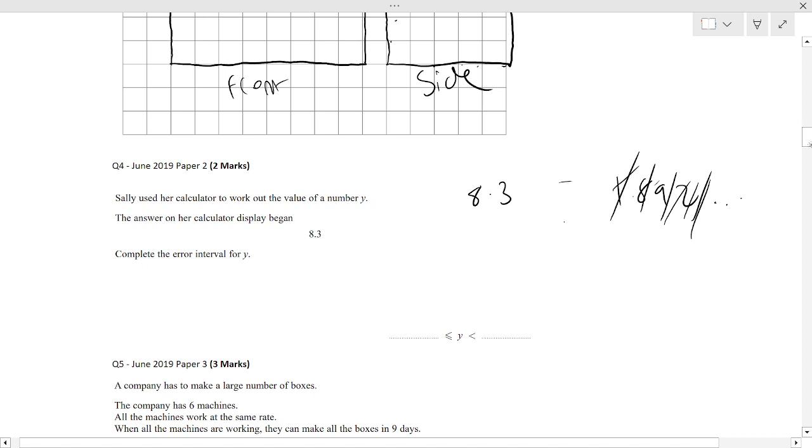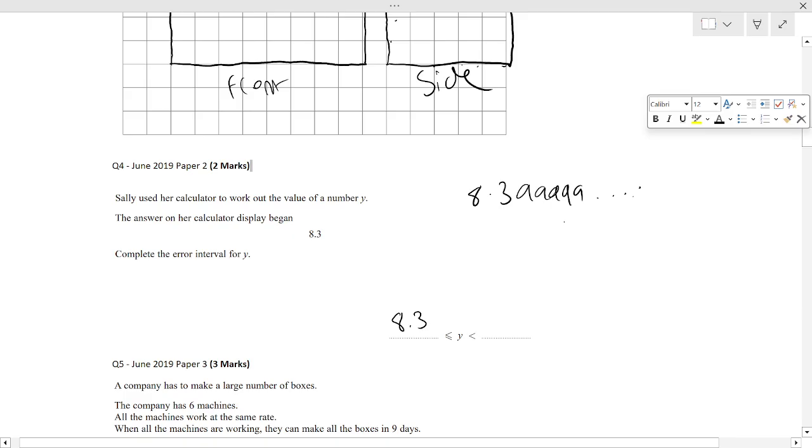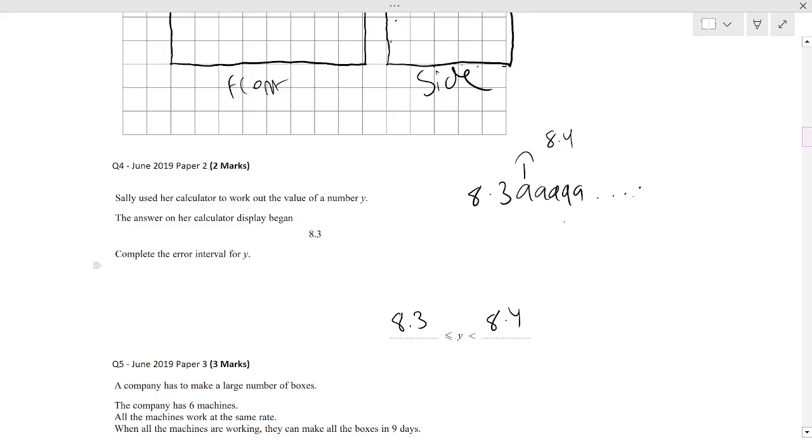So what could the other digits be? What could the next digit be? Well, 0 could be the smallest one. So 8.3 itself, so 8.30, but just 8.3. But also the last one could be 8.39999 and so on. But the problem is, again, that is an infinite number. We can't physically write that down, right? You could say 8.39 recurring, but that's not a number that physically we can write down. So what we can say instead is, well, the number after that would be 8.4. So therefore, if we say 8.4 is the upper bound, then anything less than 8.4 would be y, okay?